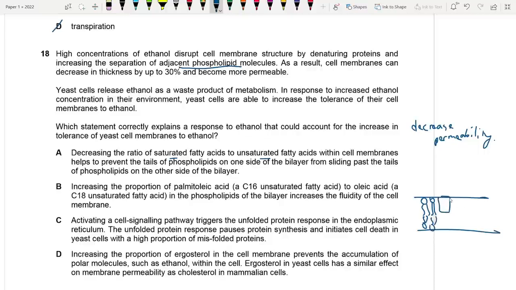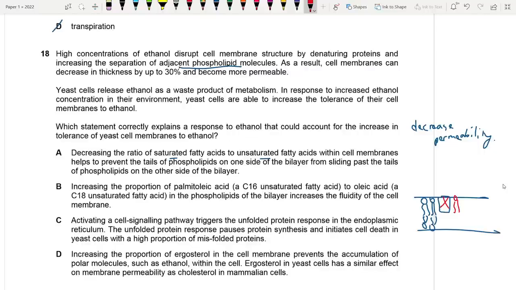suppose there's a protein here. Ethanol will actually denature this protein. As a result, there will be a gap created between the two phospholipids. Okay, and it becomes more permeable. Now our goal here is somehow making them come closer together.